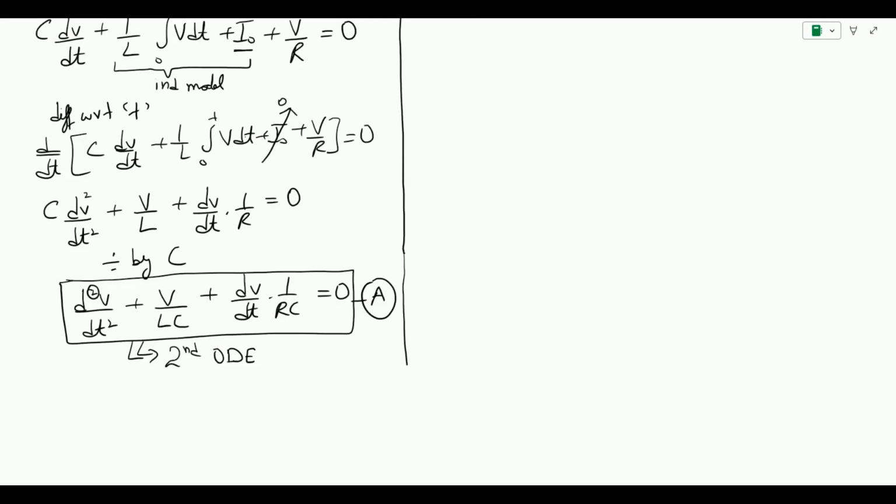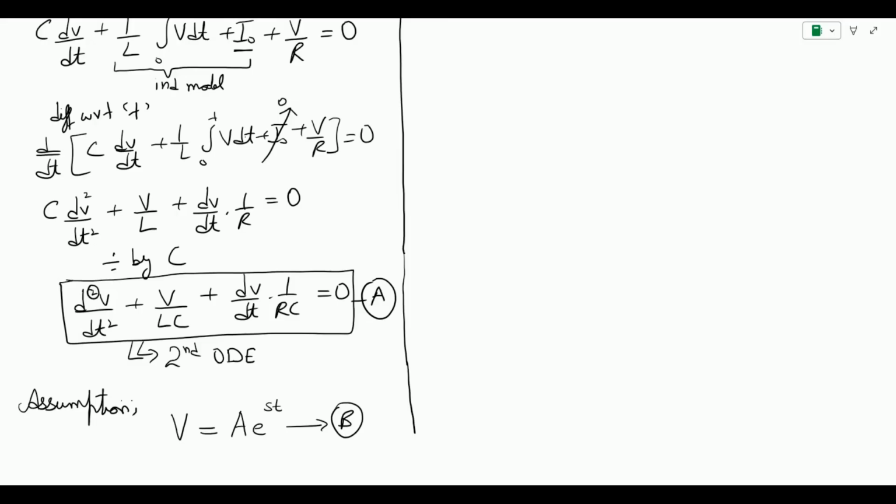Another strategy is that we make an assumption to solve this second order equation A, where we consider the assumption in terms of the unknown voltage. We say that the generic expression of the unknown voltage will rely on this assumption, where voltage is equal to A e power s t. Let us say this is our assumption, and we call it equation B.